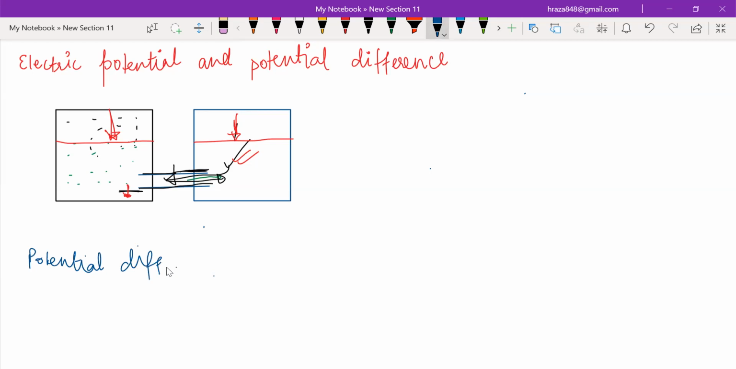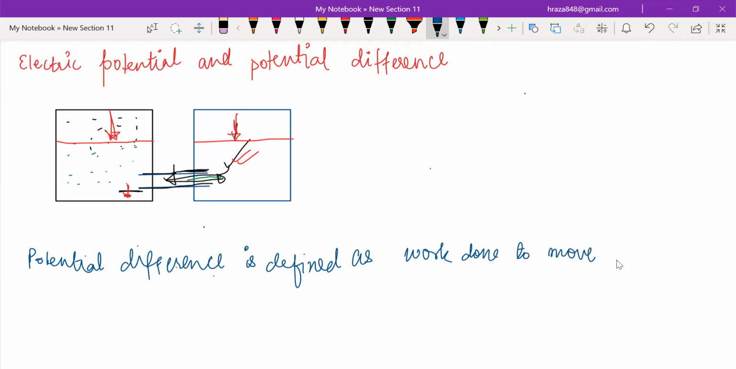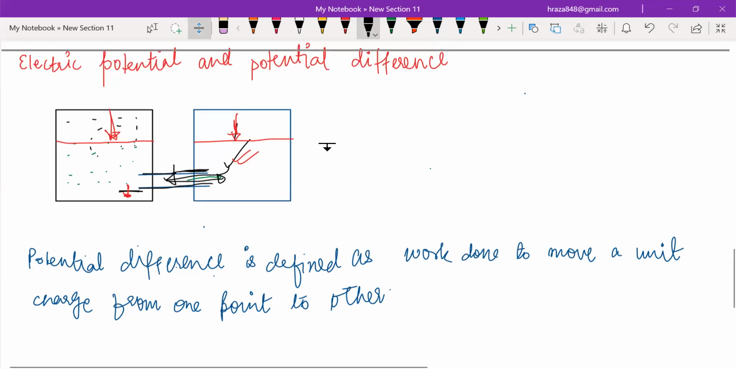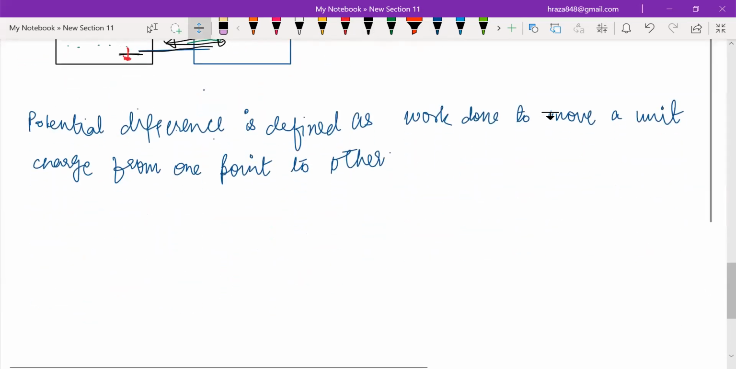Potential difference is defined as work done to move a unit charge from one point to other. So it's very simple. Potential is also work, but it is work done to move a point charge from one point to another.